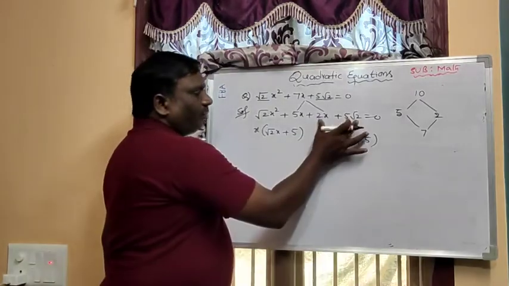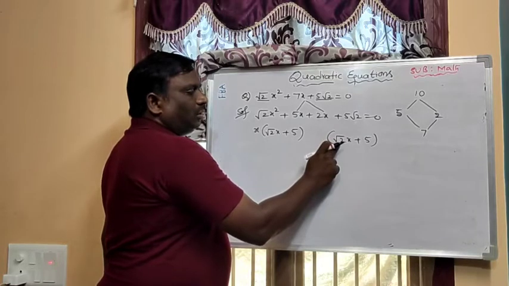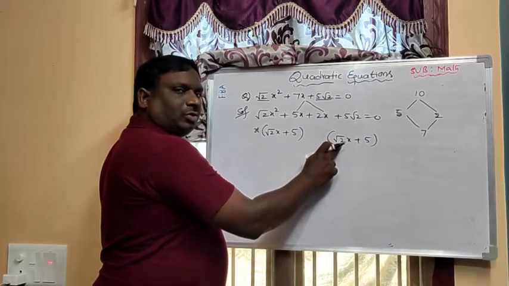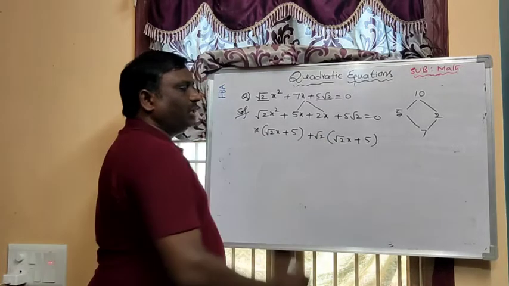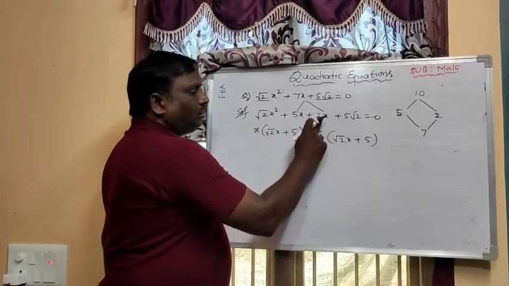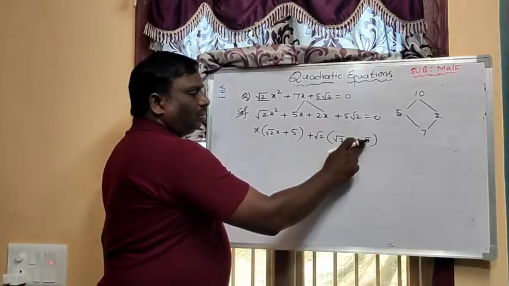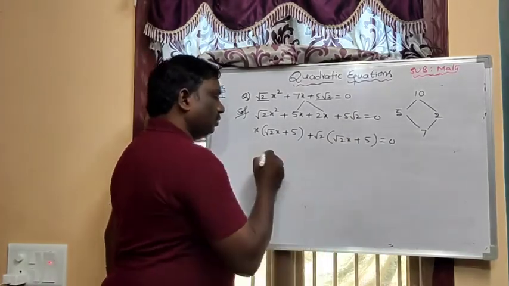So take common from these two. So to get this third term, what number do you have to multiply with root 2x? If you multiply root 2 plus root 2, root 2 into root 2, 2x you will get. So then root 2 into 5, 5 root 2, that equals 0.